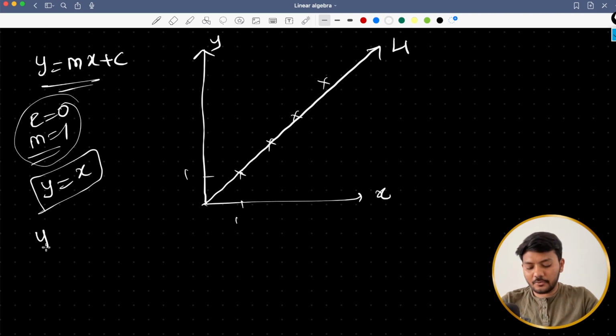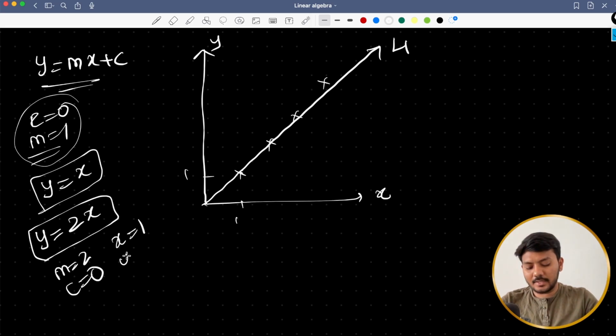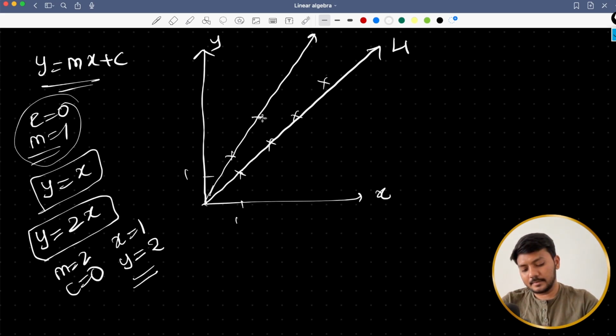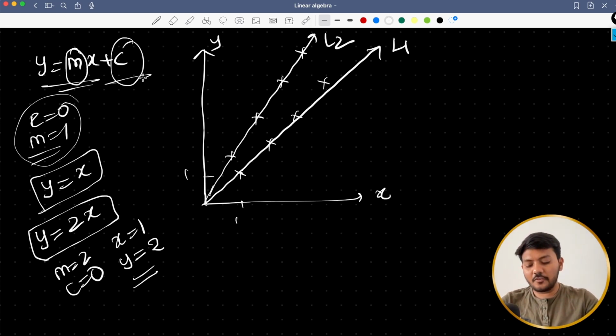And what if y = 2x? That means m is equal to 2 and c equal to 0. That means if my x point is 1, then y point is 2. So it would be something like this. Line 2. If I change c, I will have a line like this. We will learn about these things later. So this is line 3 if I change the value of c.